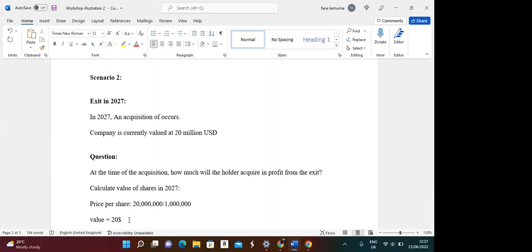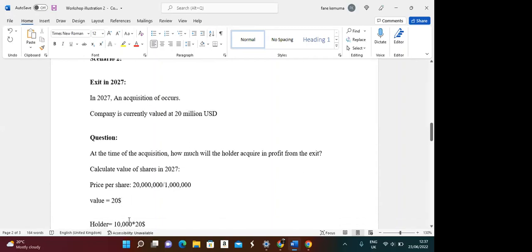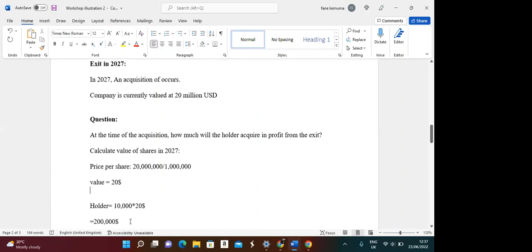So that means we'll multiply the 10,000 shares or options that they have by the current value of each share, which is 20 USD. So at the time of the exit, this employee will get $200,000 in total for all their shares.